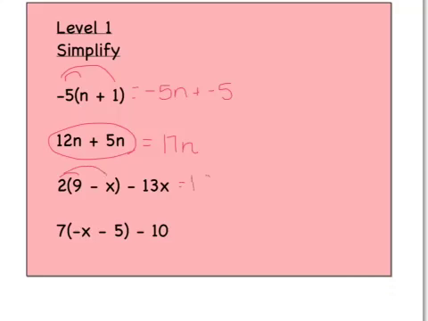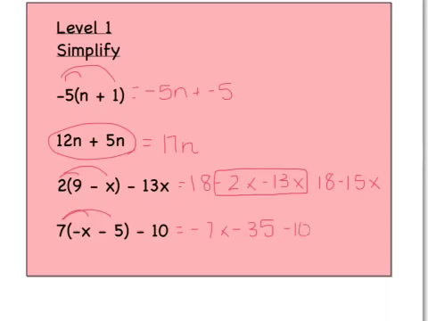That's going to give us 18 minus 2x minus 13x. Combine our like terms. Here we took away a total of 15x's, so it's going to be 18 minus 15x. Down here we're going to get negative 7x minus 35 minus 10, which is negative 7x minus 45.